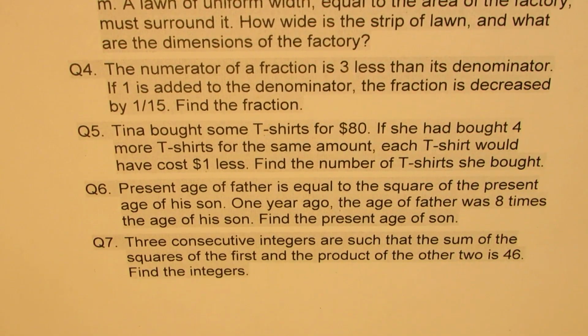Question number 5. Tina bought some t-shirts for $80. If she had bought 4 more t-shirts for the same amount, each t-shirt would have cost $1 less. Find the number of t-shirts she bought.